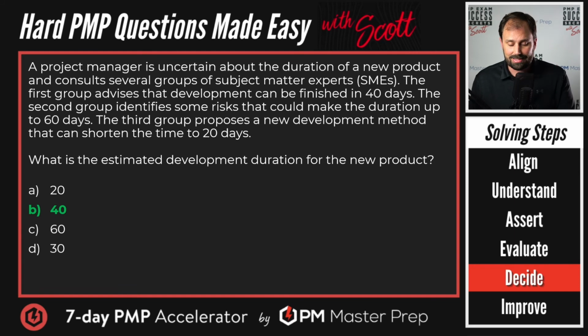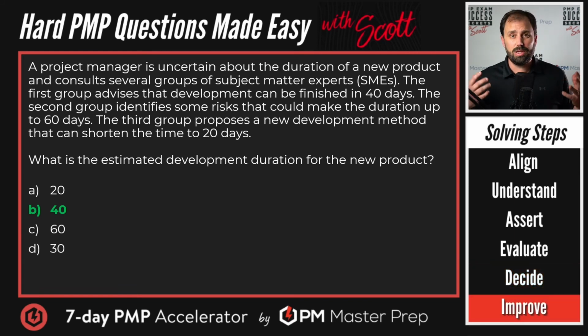Now, the last thing we want to do is improve ourselves. What can we learn? First of all, were you able to recognize that this was a 3-point estimating problem? A lot of times you'll see 3 different estimations, either cost or schedule, because it can be used for either one. And if you're like, Scott, I'm going to be honest, I don't even know what the estimating techniques are, that's okay. This is how we learn. Go back: analogous, parametric, 3-point, etc.